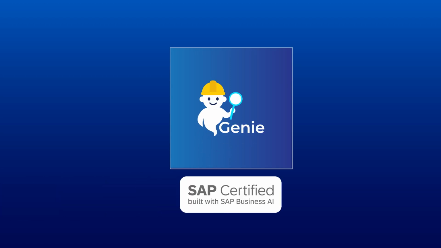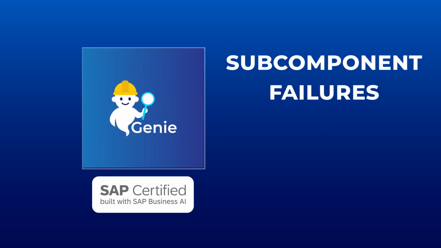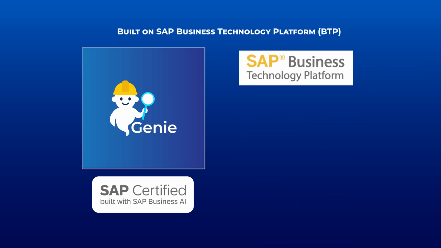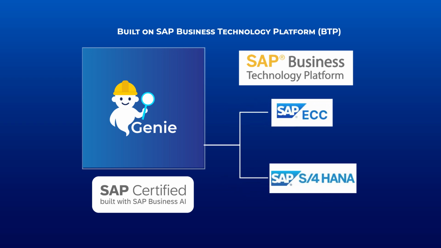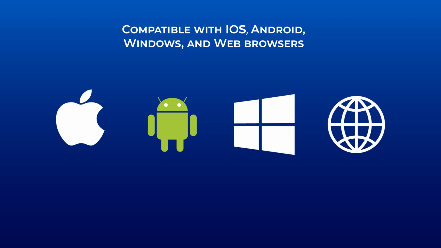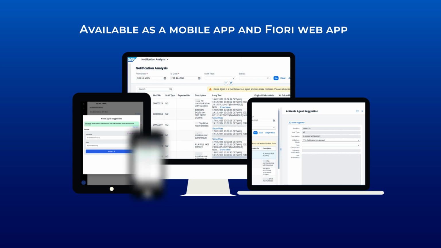Meet Unvired AI Maintenance Genie Agent, your SAP-certified maintenance assistant for SAP Enterprise Asset Management that helps you uncover subcomponent failures and their root causes with powerful AI analytics. Built on SAP Business Technology Platform, it seamlessly integrates with SAP ECC and SAP S/4HANA, and works across iOS, Android, Windows, and web browsers. Genie is available for use both on mobile devices as well as a Fiori web app.